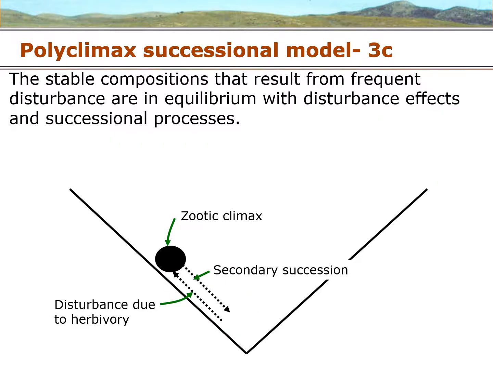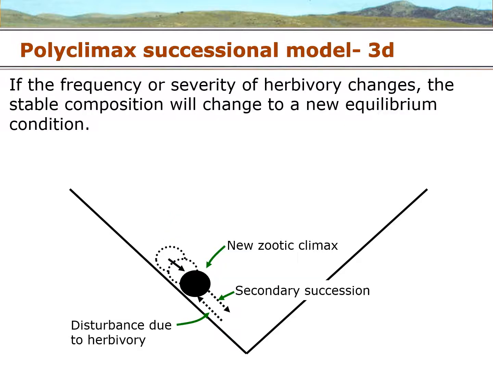This graph, on the other hand, is illustrating a stable composition that has occurred as a result of a frequent disturbance that is away from PNC, or the bottom of the cup. In this case, it's a zootic climax. That's where succession is held in check by herbivory. And if the frequency or severity of this herbivory changes, the stable composition will change and a new equilibrium condition will develop under this model.